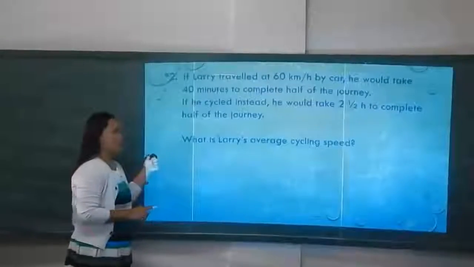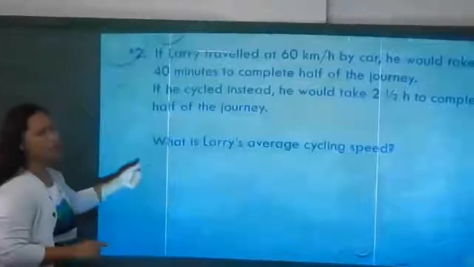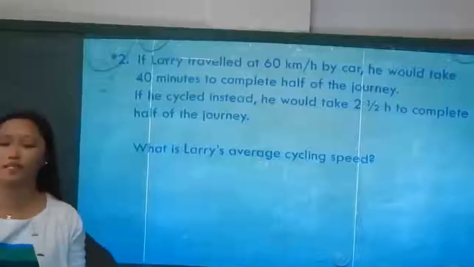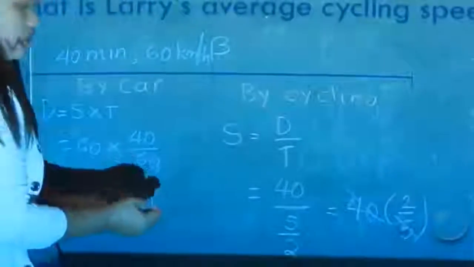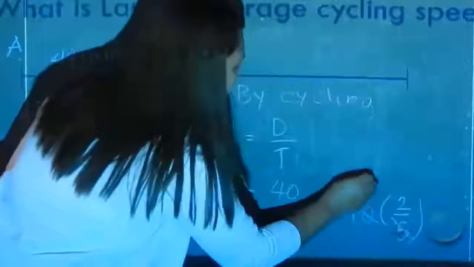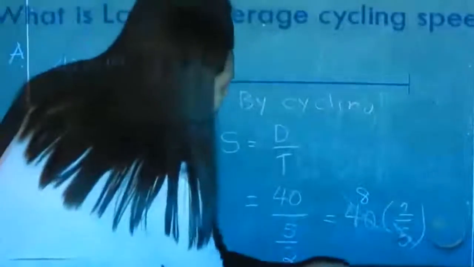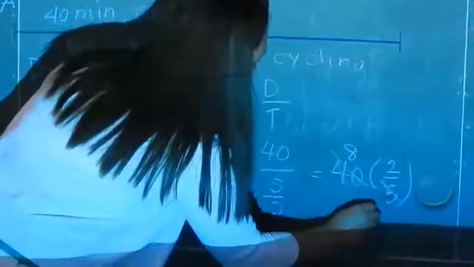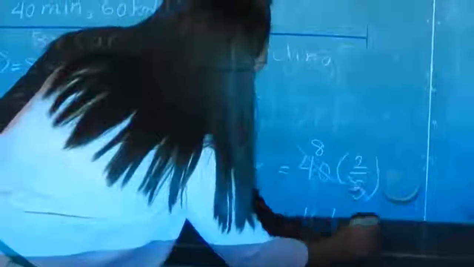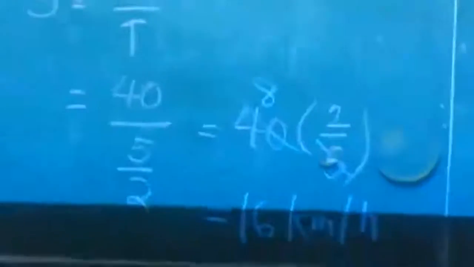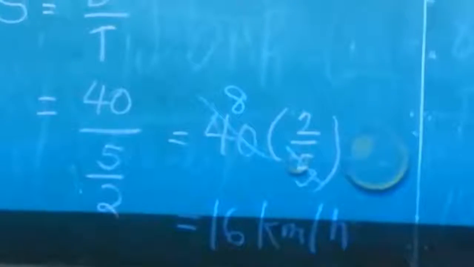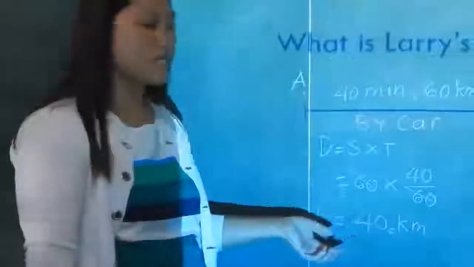Always remember what is asked in the problem, what they're given, and what is the solution. 40 divided by 5 gives us 8. 8 times 2 gives us 16 kilometers per hour. That means to say, if Larry will just cycle for 40 kilometers for 2.5 hours, his average speed is 16 kilometers per hour.